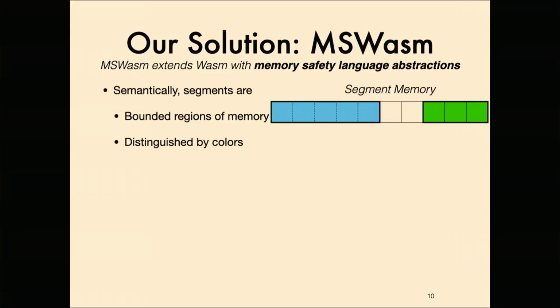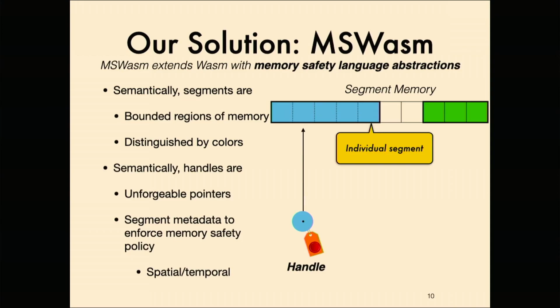The first one: in addition to the linear memory that I introduced earlier, it introduces segmented memory, which is a collection of segments, and each segment should be thought of as a bounded region of memory. A segment can only be accessed by a handle. A handle is an unforgeable pointer with some metadata that tracks the memory safety of pointer operations.